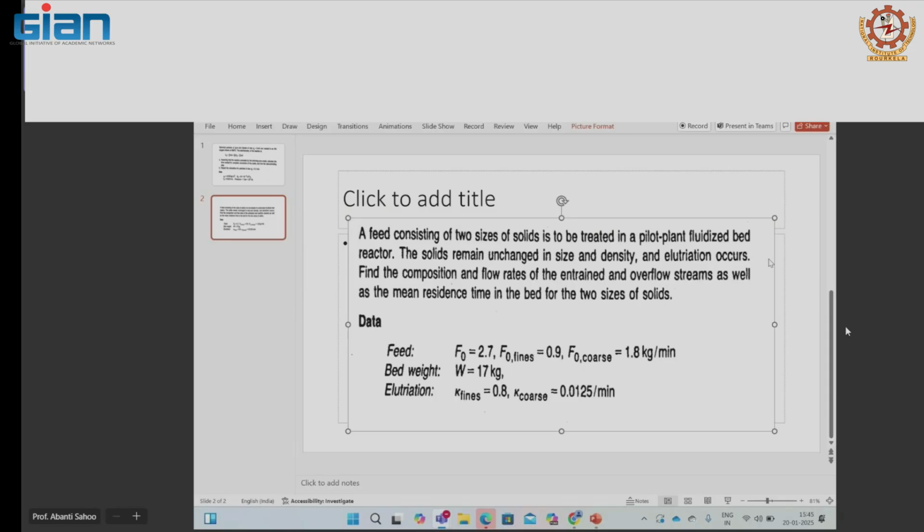Find the composition and the flow rates of the entrained and the overflow streams, as well as the mean residence time in the bed for the two sizes of solids. How much time they are remaining in the reactor, because residence time also has an impact on the reaction rate. So that is why it is required to know the residence time. The size distribution part we will not discuss, just the residence time part we will discuss with one small example.